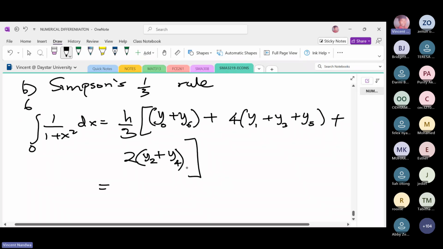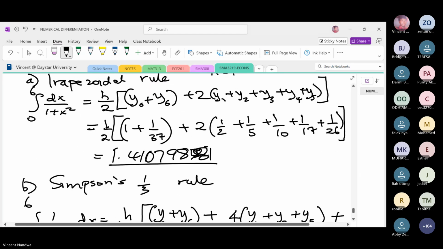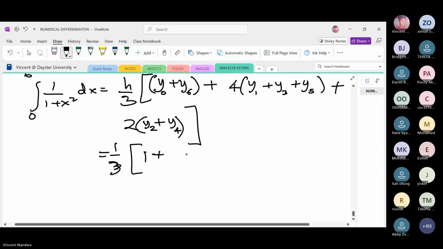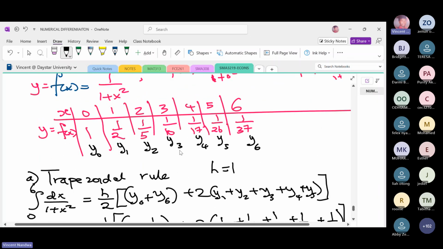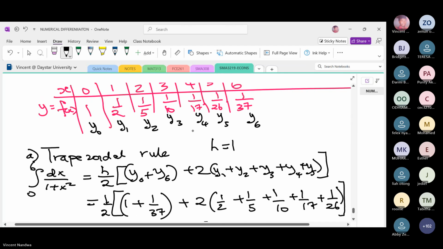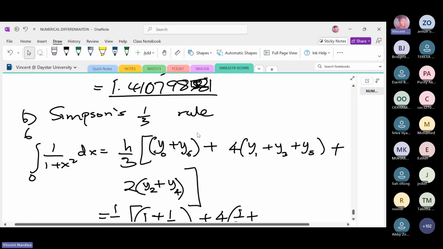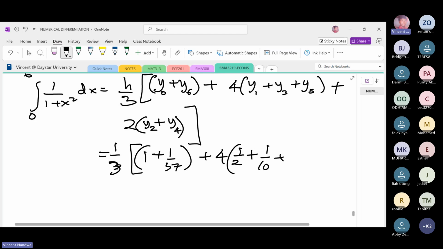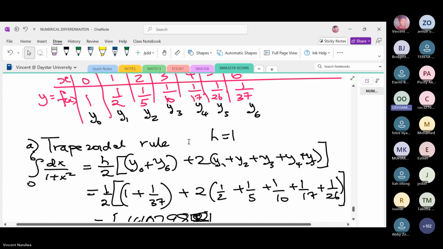So therefore, our h is 1 over 3 into y0, which is 1, plus 1 over 37, plus 4 into y1, which is a half, followed by y3, 1 over 10, plus 1 over 26.